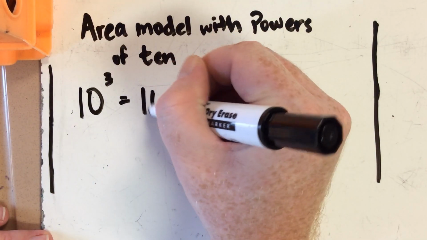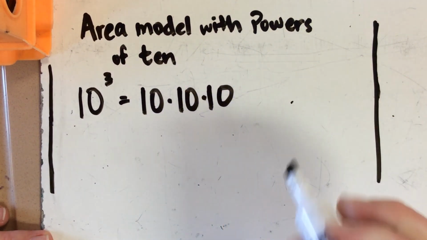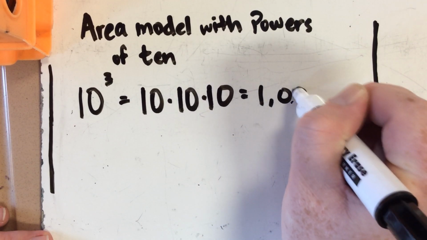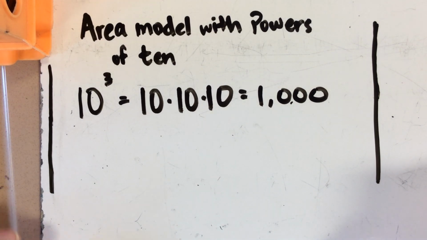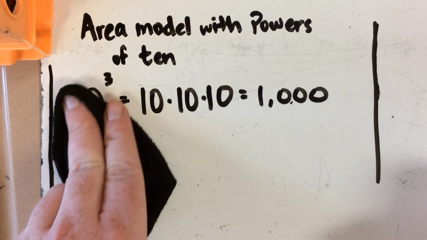What we're learning in class today is that this means 10 times 10 times 10, which the students interpret as equaling 1,000. So they need to be able to use this idea of powers of 10 within an area model. Let me show you exactly what that means.